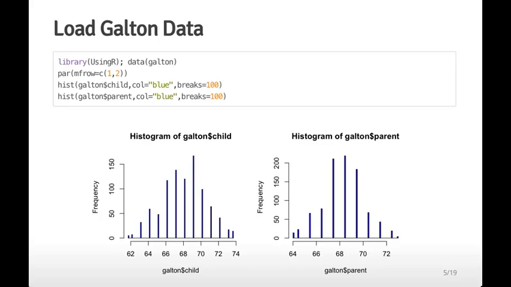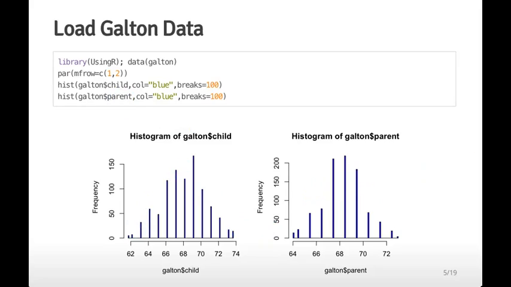You can load the data into R from the R package. So if you load that package and then type data of Galton, you'll actually get the data set. And you can look at a histogram of the children's heights and a histogram of the mid-parents' heights. And these distributions look fairly nice and symmetric and normal looking like this.